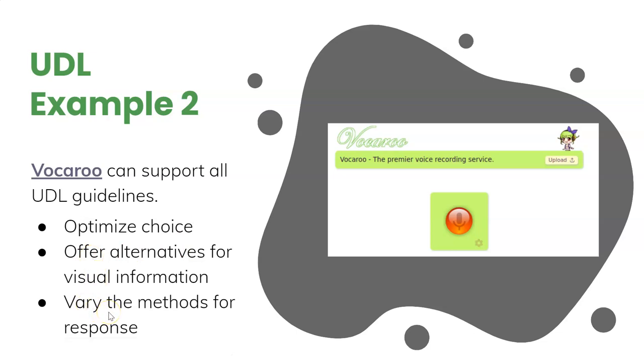And then the last one is varying methods of response, which goes back to optimizing choice. And this is multiple means of action and expression. So you're now giving your students one more different way, very simple. They press the record button, they talk into the microphone, they stop it, and they have a file. Super simple way to just respond to the content in a new form.